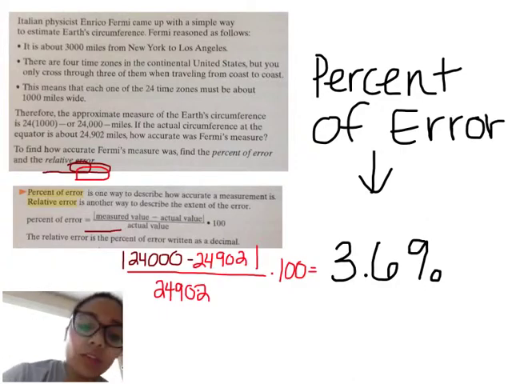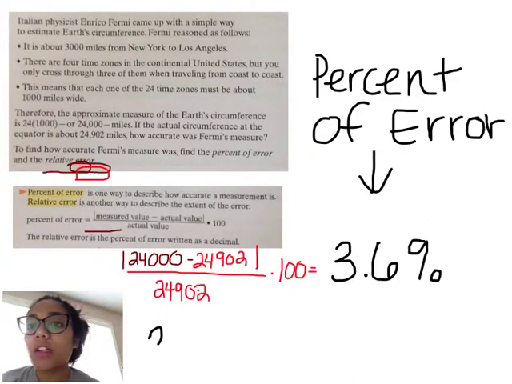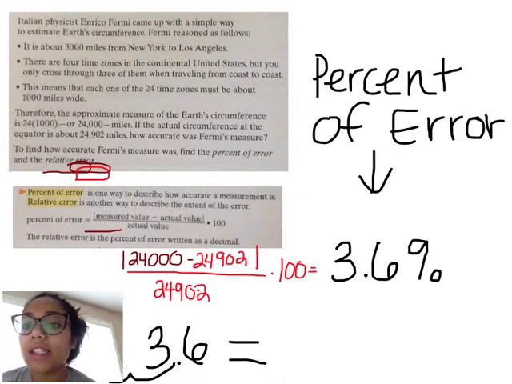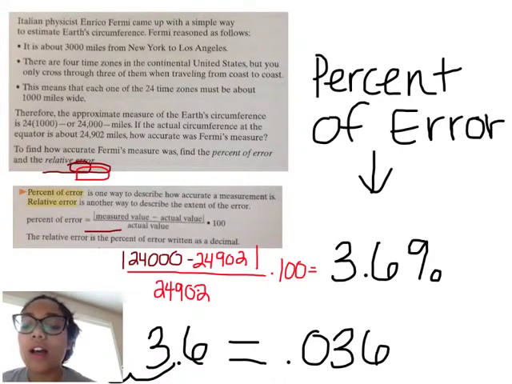So here's something to note. You are finding the absolute value of the measured value minus actual value. When calculating a percent of error, it is the size of the error that is important, not whether the measured value is greater or less than the actual. That is why it is absolute value, because absolute value is always positive.